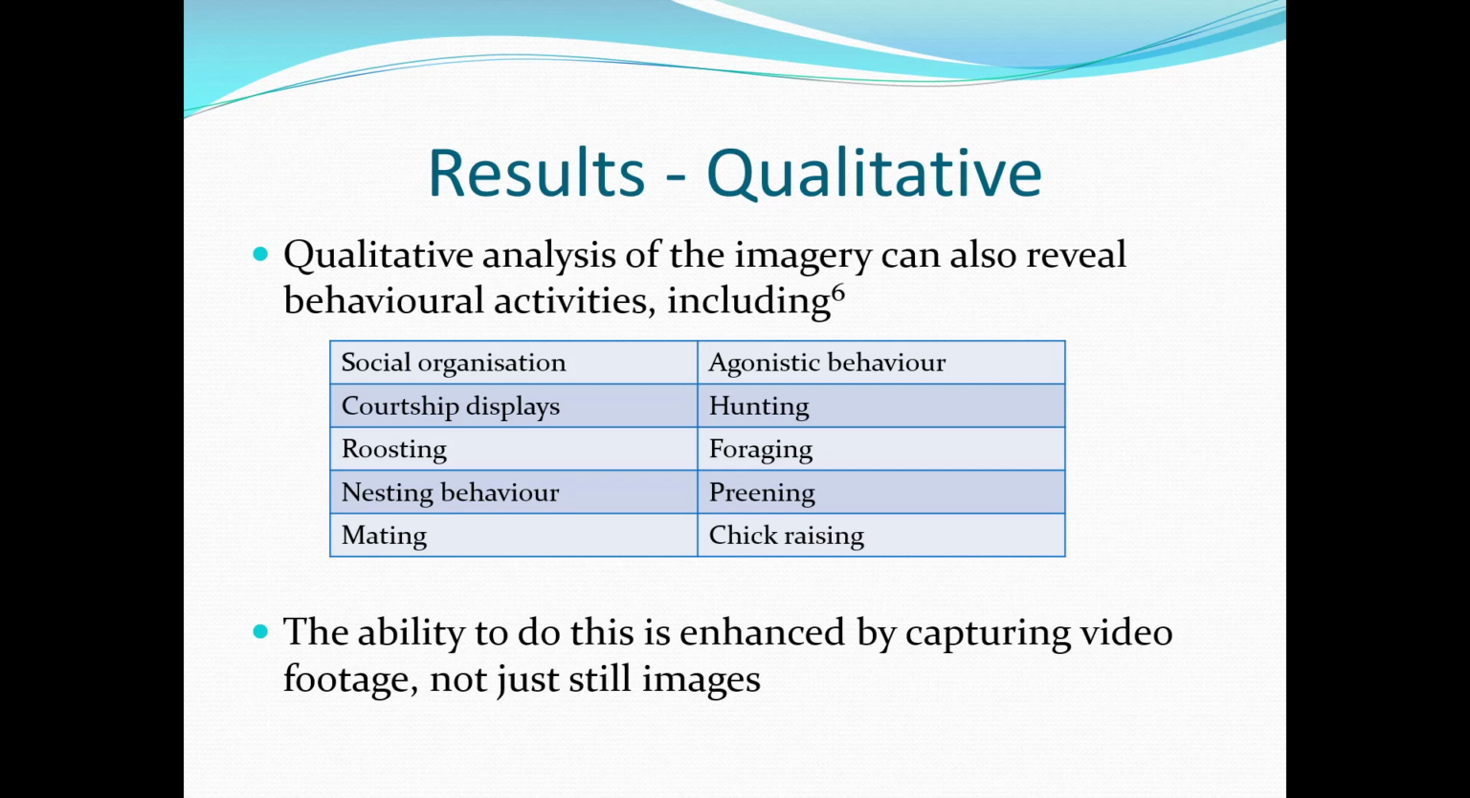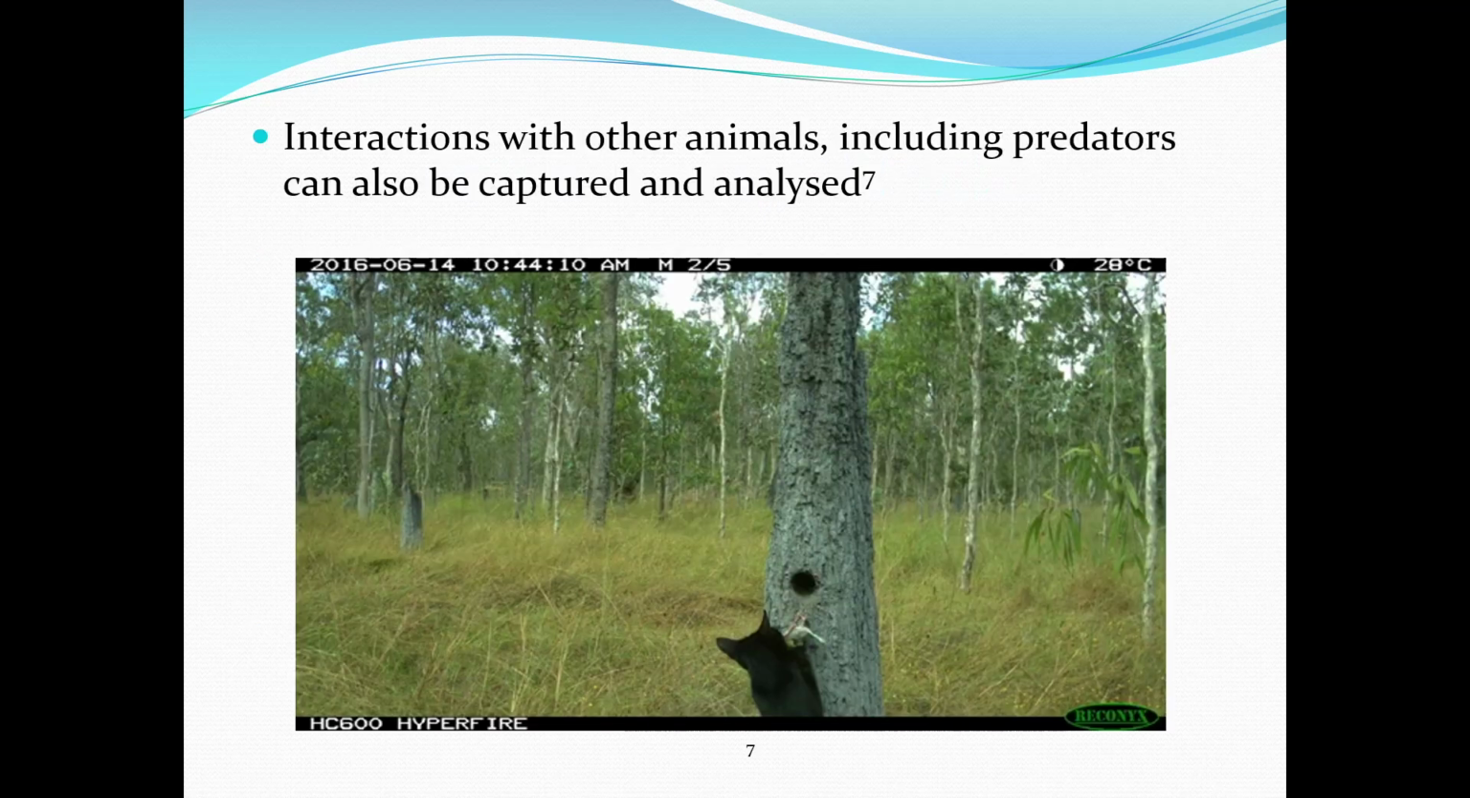So by analysing the images, you can also work out some qualitative data as well, looking at social organisation, courtship displays, hunting, foraging, roosting. This is all to do with how you interpret what you're seeing in the image, but the ability to do this is greatly enhanced by capturing video footage, not just still images. You can also capture unintended but useful things like predation. Here we have a female golden-shouldered parrot being taken from a nest by a feral cat. So that can also inform your study work as well.